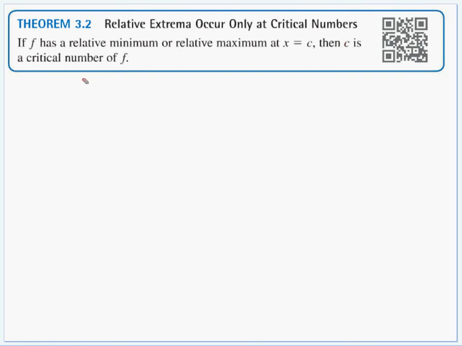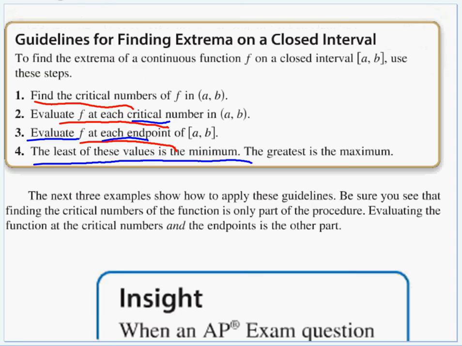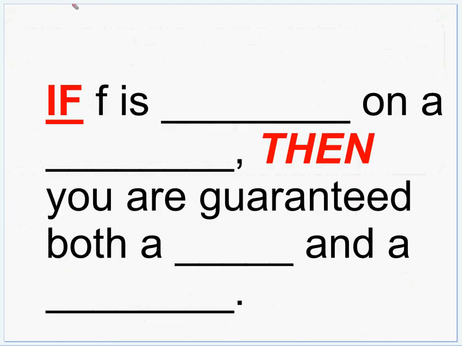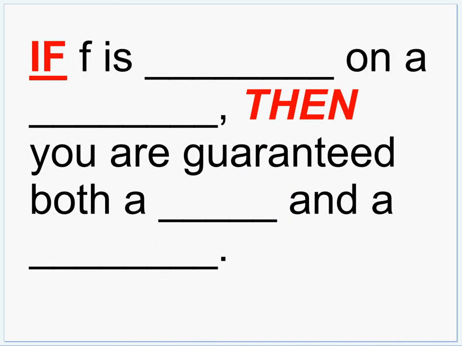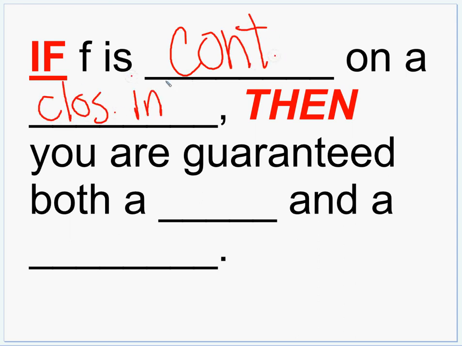Okay, here I think this was a warm-up from years past. If the function f is continuous on a closed interval, then you are guaranteed both a min and a max. You're going to have one of each. As long as you're continuous, as long as your interval's closed, you are guaranteed one of each.